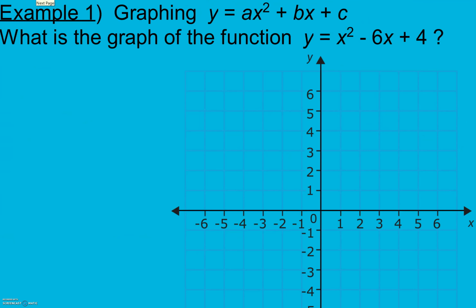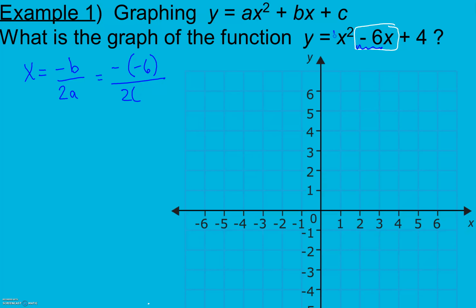In example 1 here, we are going to graph this quadratic function. Because we have this b value in the middle, it means that our graph is going to be shifted left and right. And we need to find our axis of symmetry before we can go any further. So x equals negative b over 2a. My b value here is the minus 6. We take the sign with the number. So minus negative 6 over 2.